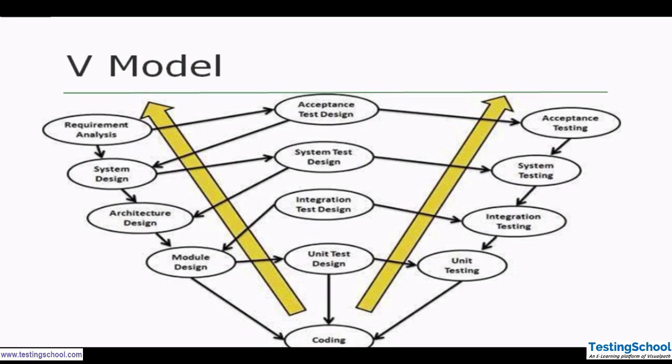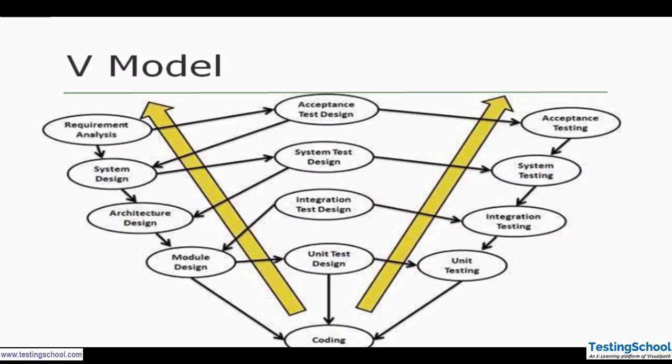Then we have the unit testing from the tester's point of view. So on the left side of this diagram, we have module design, architecture design, system design, and requirement analysis. On the basis of these, on the right side of your screen, we have unit testing, integration testing, system testing, and acceptance testing.